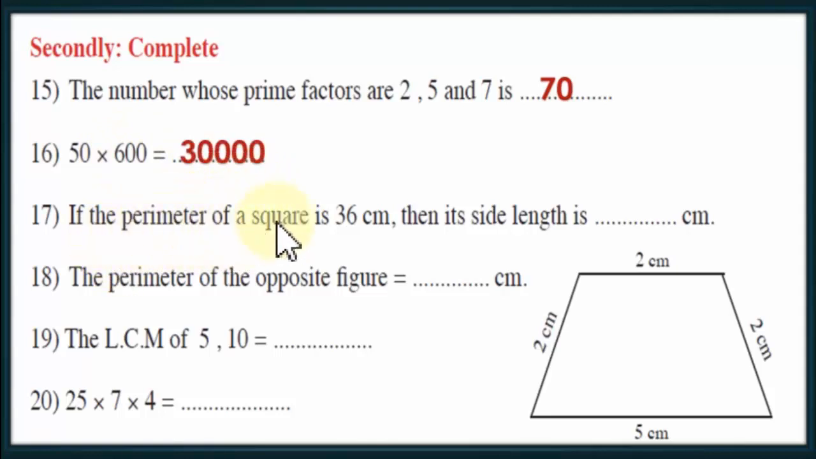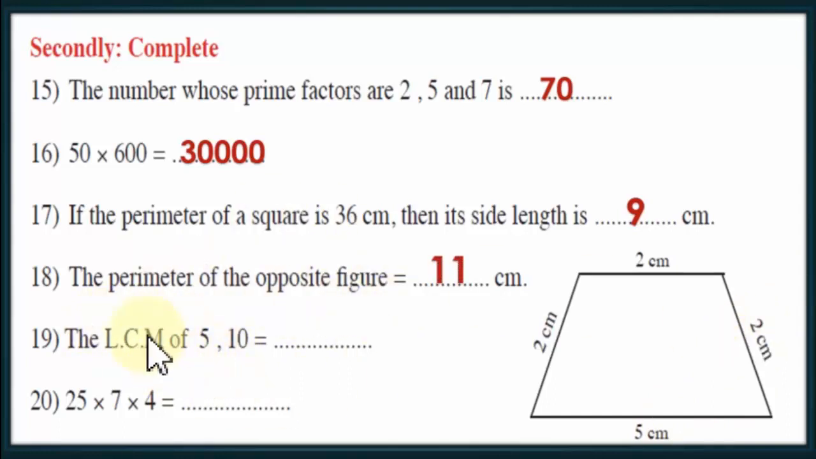If the perimeter of a square equals 36 centimeters, then its side length is, we can divide the perimeter by 4 to have the side length. So 36 divided by 4 equals 9 because the square has 4 equal sides. The perimeter of the opposite figure equals the sum of its side lengths. 2 plus 2 equals 4, 4 plus 5 equals 9, 9 plus 2 equals 11.